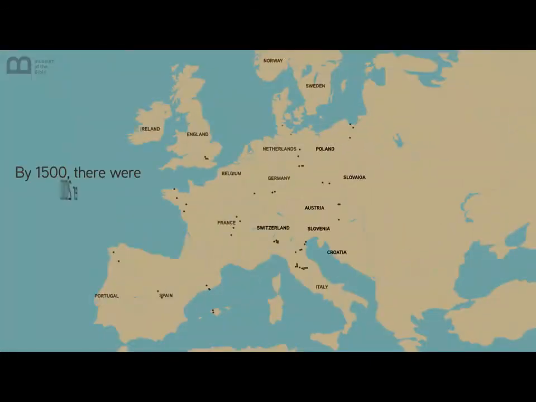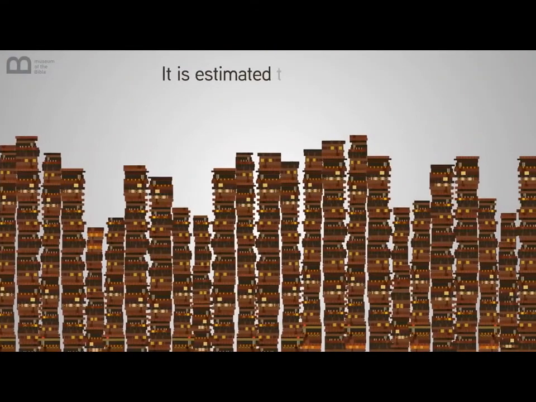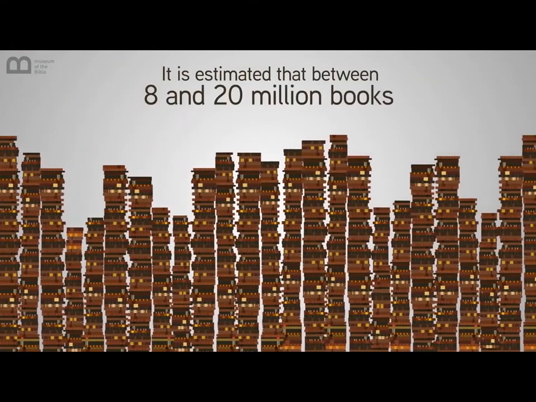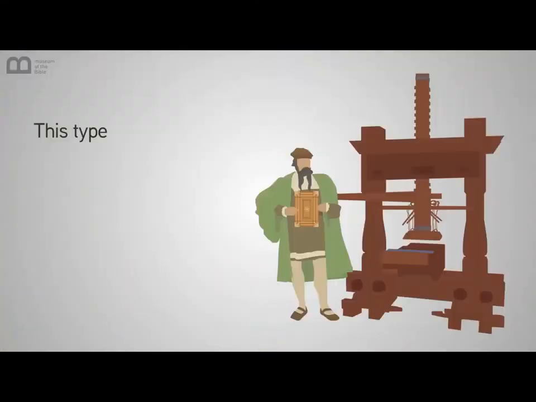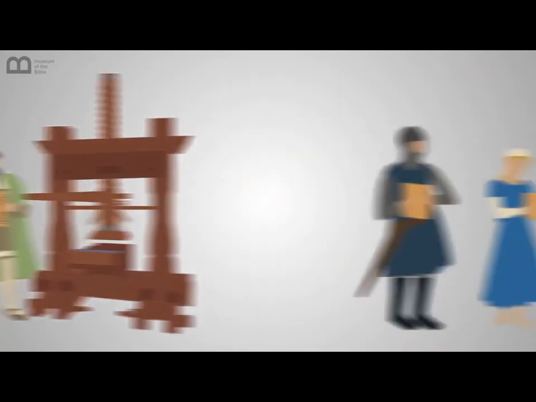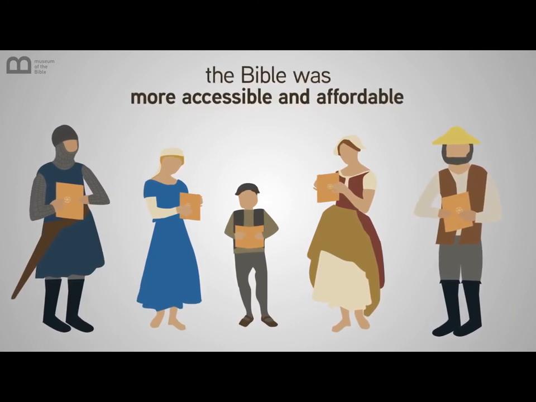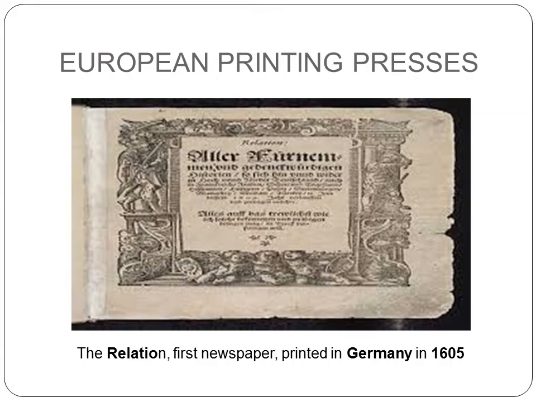By 1500, there were over 200 printing shops in Europe. It is estimated that between 8 and 20 million books were printed during those first 50 years. This type of printing press would lead to the mass production of the Bible. This meant that the Bible was more accessible and affordable to people than ever before. After this invention, printing became cheaper and cheaper.